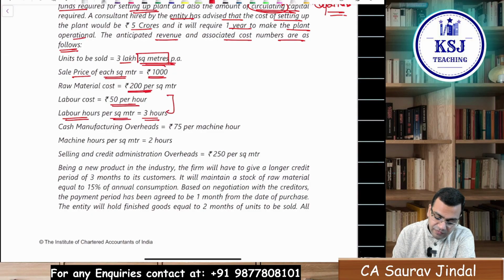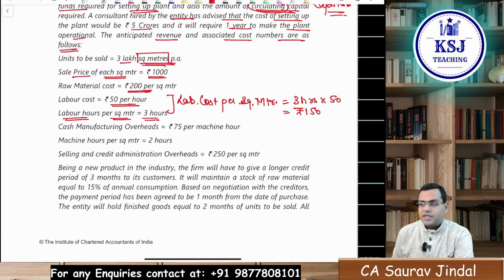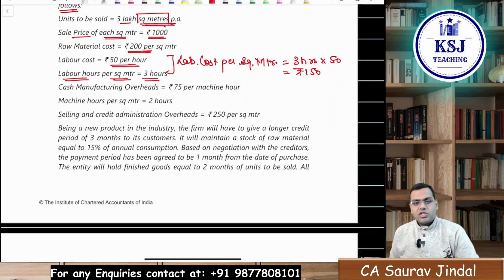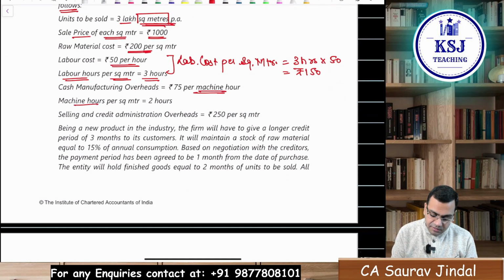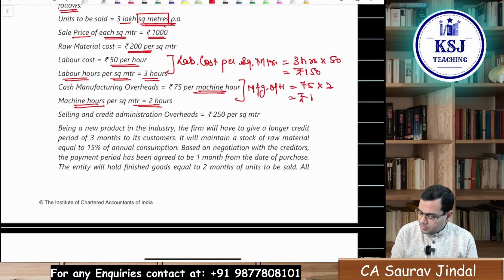So if I ask you from here, can we calculate our labor cost per square meter? Yes, sir, we can. Per square meter 3 hours, and for every hour the rate is 50 rupees. So per square meter rate will be 150, right? Then cash manufacturing overheads are rupees 75 per machine hour, and the machine hours per square meter is 2. So manufacturing overheads per square meter will be how much? 75 multiplied by 2, that is rupees 150. Because everything has to be in square meters. The unit here is the square meter.